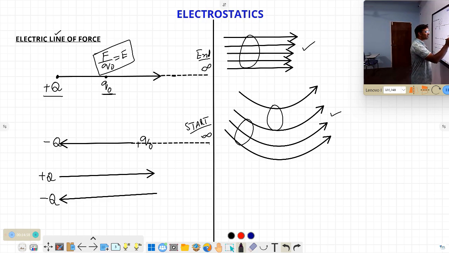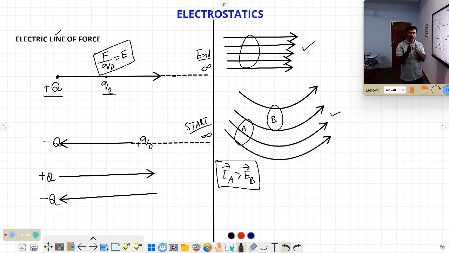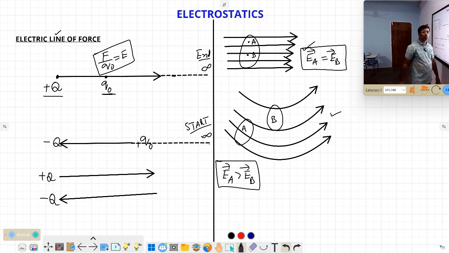Here I am taking two points, A point and B point. The electric field intensity at A is greater than the electric field intensity at B, according to the number of lines. The more lines there are in a small region, the more the electric field intensity; the fewer the lines, the less the intensity. In this other case, taking points A and B, the number of electric lines is the same anywhere, so the electric field intensity will be the same at any point. Whenever the electric field intensity is the same at any point, that is called a uniform electric field.